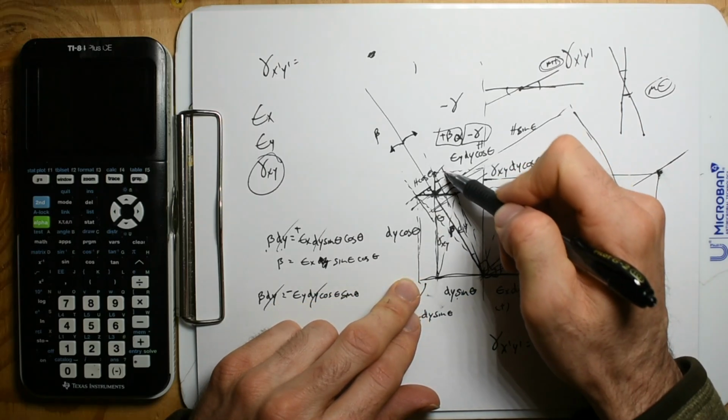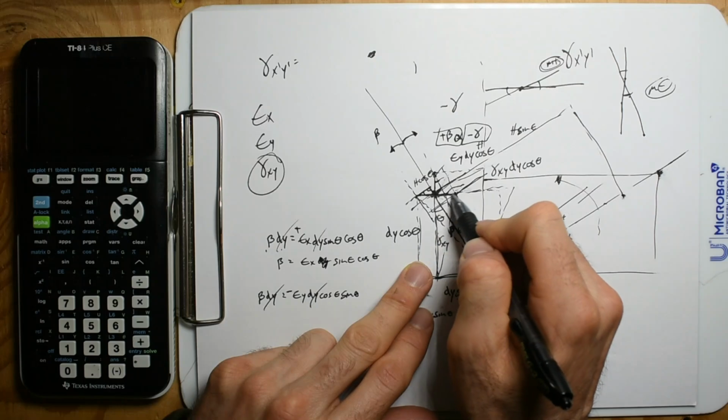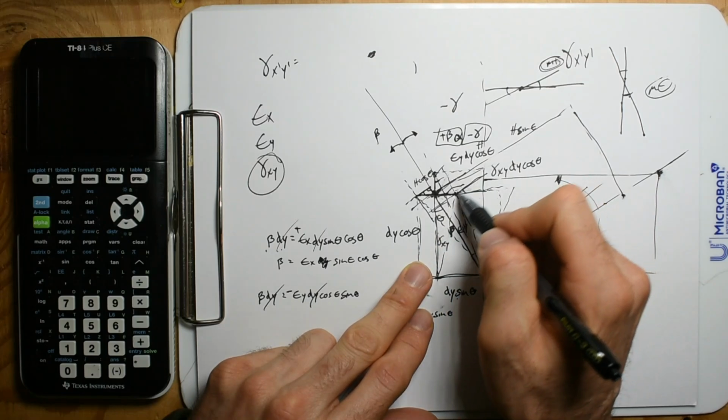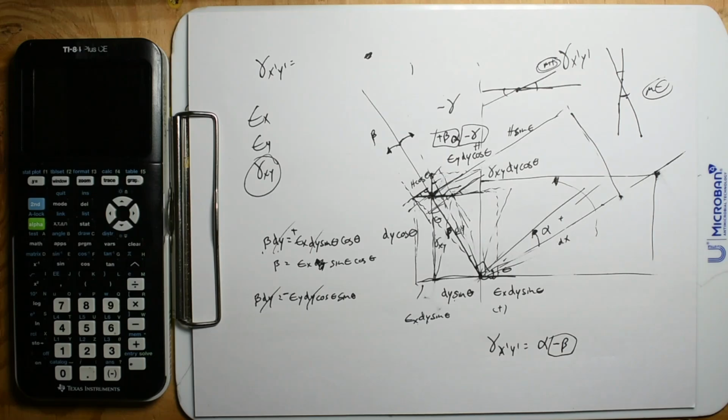We're going to draw our rotated axes, and then I can see, and same thing from the horizontal, this is theta at positive slope. This is theta.